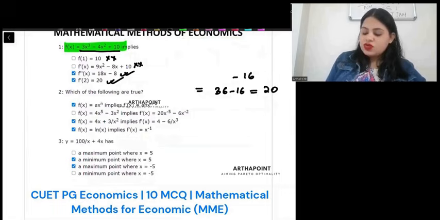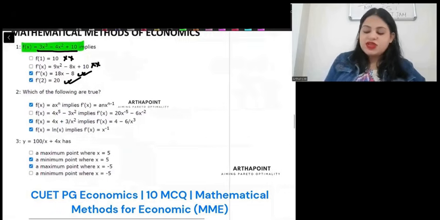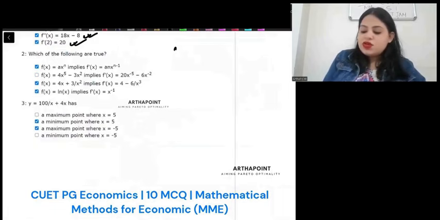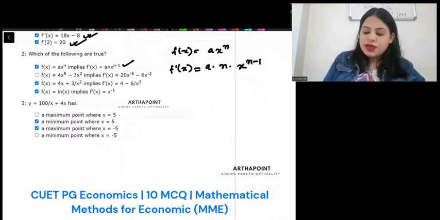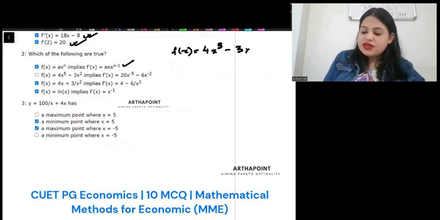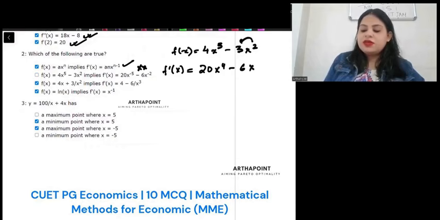Which of the following are true? f(x) is equal to ax to the power n, then f dash x will be. So if f(x) is ax to the power n, f dash x will be a n into x to the power n minus 1. So this is correct. Come to the second option. f(x) is this, then f dash x will be. So beta, if f(x) is given to you as 4x to the power 5 minus 3x square, then f dash x will be 20x to the power 4 minus, this will come down, 6x. So this is incorrect. Right?